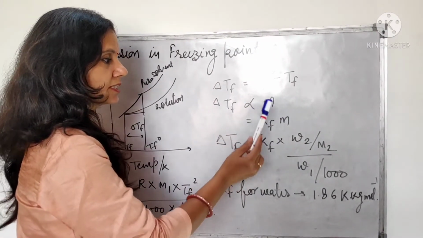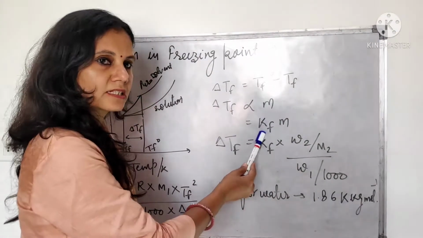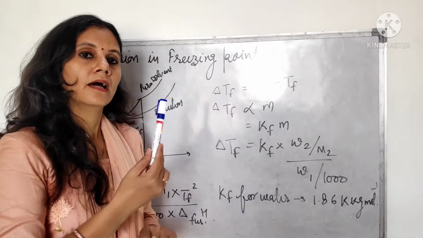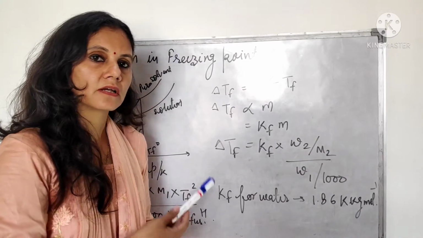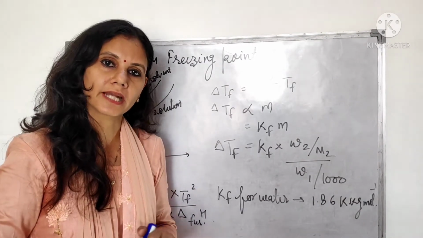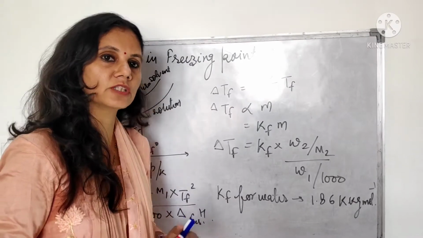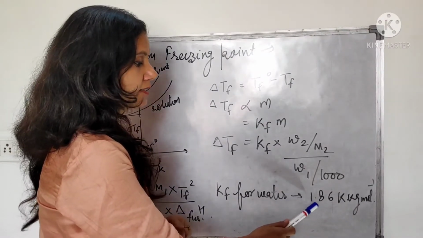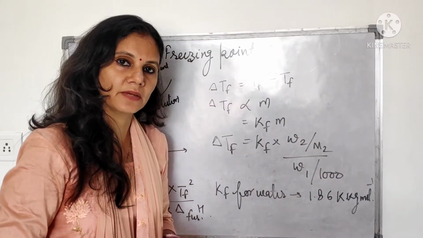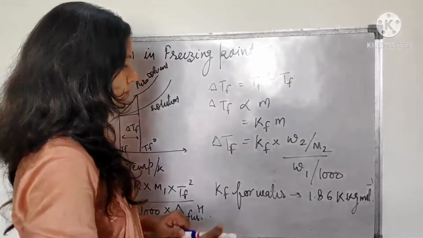When we remove the proportional sign, then this is the constant, and this constant is known as molar depression in freezing point, or the constant for depression in freezing point, and it is also called the cryoscopic constant. Its value is fixed for water. It is 1.86 Kelvin kilogram per mole. The unit is the same, Kelvin kilogram per mole.